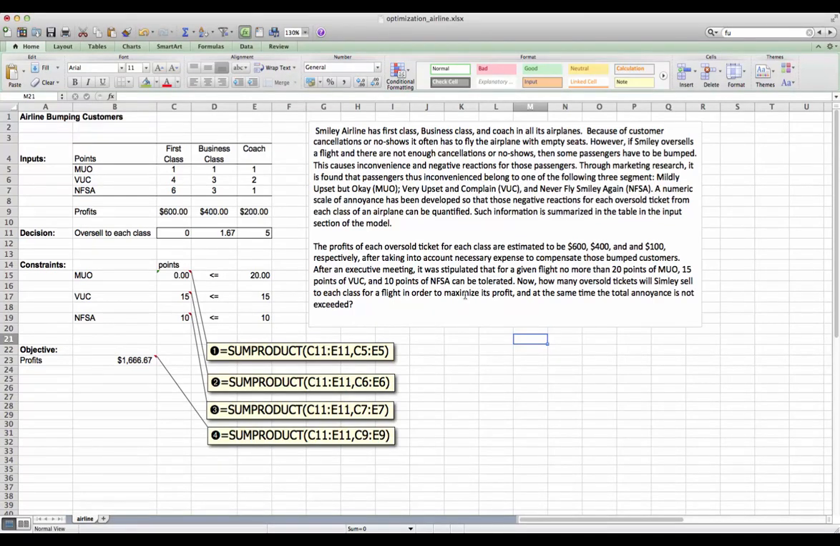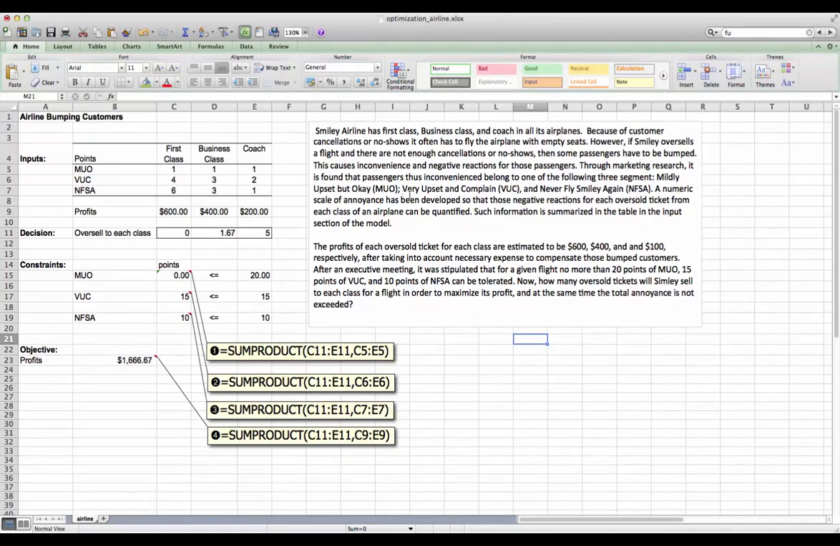On the other hand, if Smiley oversells a flight and there are not enough cancellations or no shows, some passengers have to be bumped. So you have negative reactions from those customers. Through market research, it is found that customers fall into three segments. They are called mildly upset but okay, because usually they get some compensation, so we call them MUO. Or very upset and complain, so we call them VUC. And the third segment is never fly Smiley again, NFSA.